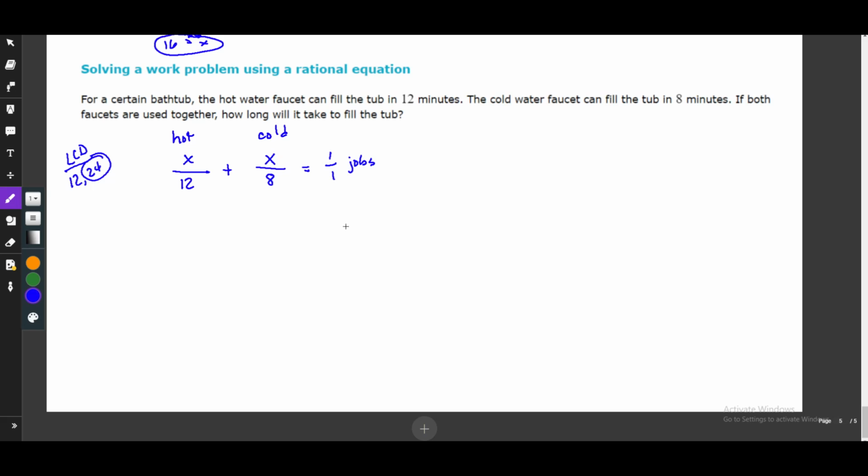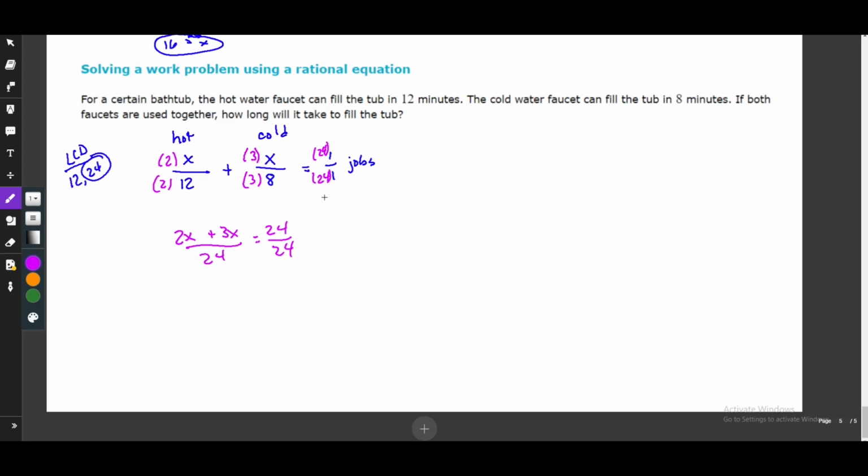I'm going to make both fractions have that 24 for the denominator, just because we'll do it slightly different than we've done all the other ones. So we will get every denominator to be 24. So this will be times 2. Whatever you do to the bottom, you have to do to the top. 8 times 3 is 24. Do the top, and then 24 over 24. So do not forget that third fraction. So this time I have 2x plus 3x over 24 equals 24 over 24.